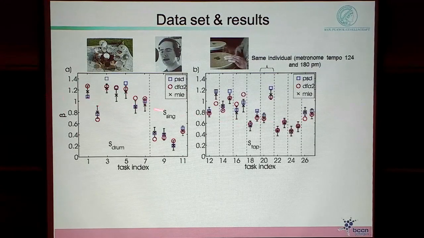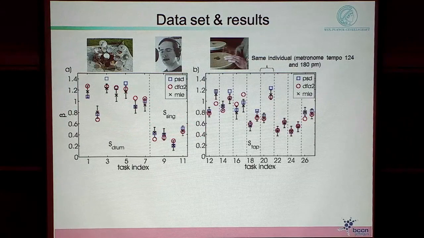They are close to 1, so close to 1 over f noise. Some are smaller. And they're not universal. In physics, one always tries to find universal exponents. Here, they're not universal. The fact that there are these power laws is universal. So all people who were able to play these rhythms from the beginning to the end showed such power laws. So they showed 1 over f noise, but the exponents were different.